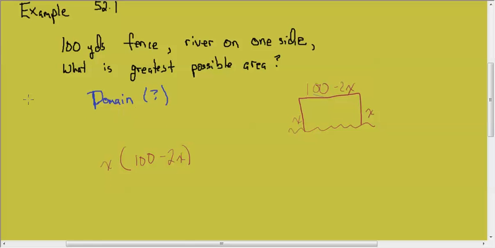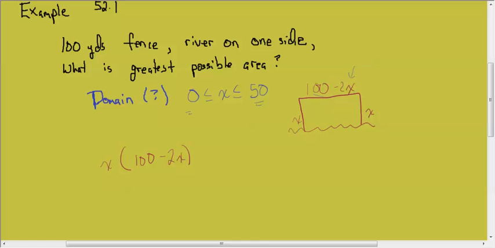Well, let's talk about the domain. What's the smallest x could be? Well, in theory, x could be 0, right? You could put all your fence along the river and have absolutely no area, but that's the smallest x could be. What's the largest x could be? We'll see right here. If x is 50, 100 minus 2x is 0. So if x is 50, then I don't have any width. So x has to be greater than or equal to 0, less than or equal to 50. So that's my domain. That's what I've got to remember.